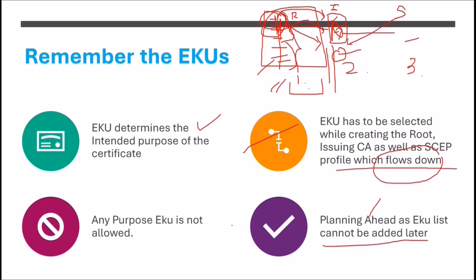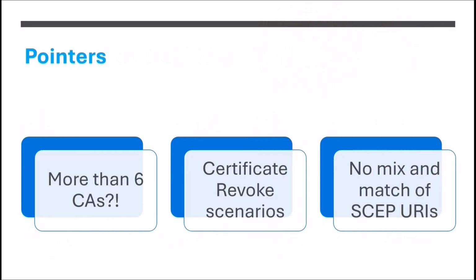And the any purpose EKU is not allowed, because if any purpose was allowed, then you wouldn't have to do all this drama, right? You could just select any purpose here, and here, and here, and then that any purpose could be used for anything, be it email encryption, Wi-Fi, VPN or server auth. But then any purpose is not actually secure, because it can be used for any purpose. That is why the any purpose EKU is not allowed to be selected in the case of Cloud PKI.